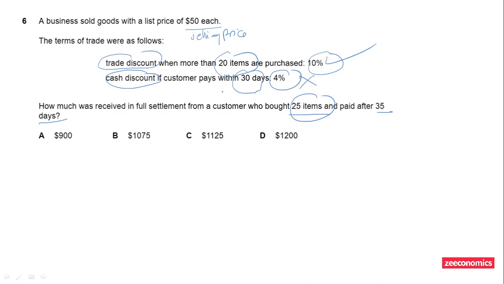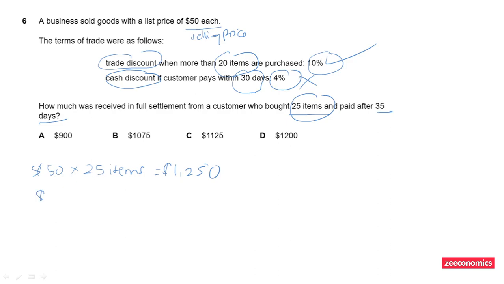All right, so we now know the initial information. So we just calculate the total amount of sales that the business got, which is the selling price $50 multiplied by the number of items that the customer bought, which is 25 items. So we arrive at $1,250. Okay, so how much discount will the customer receive?